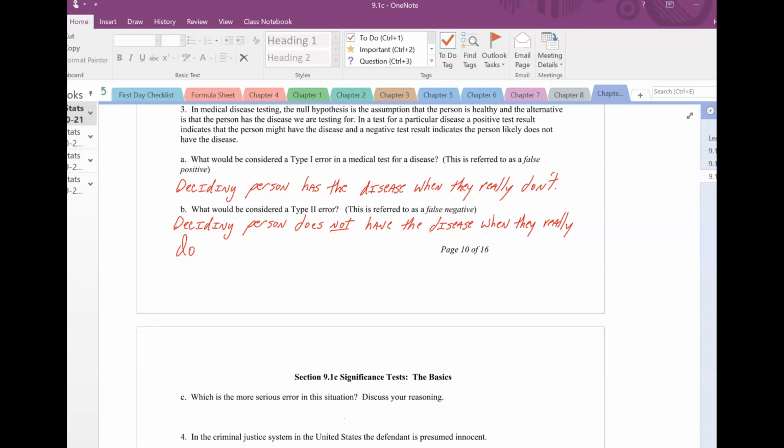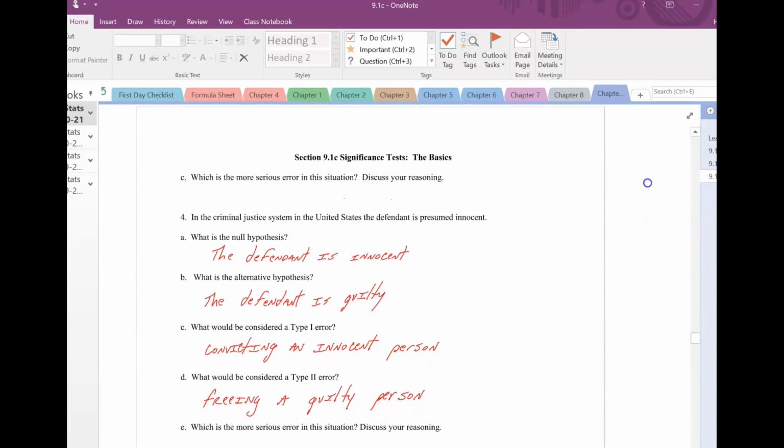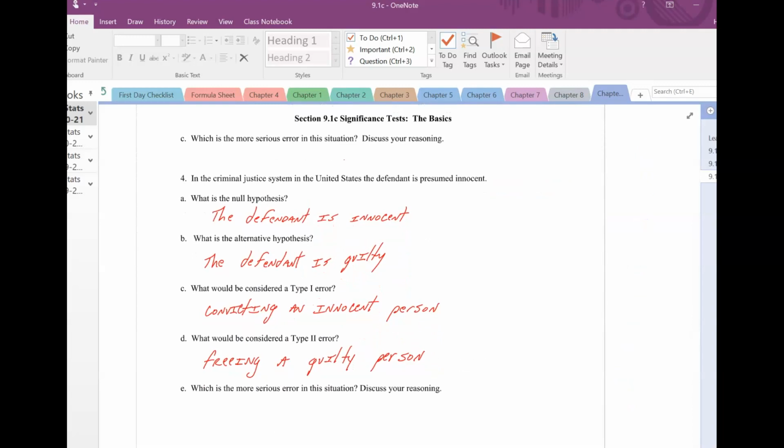A second example that we can talk about, I'll just show all of it to you on the screen here, is in the criminal justice system. The idea is that a person is presumed to be innocent until proven otherwise. So in other words, the null hypothesis is that the defendant is innocent. The alternate hypothesis is that the person is guilty. So what would a type 1 and a type 2 error mean in this case? A type 1 error is rejecting the null hypothesis even though it's true. That would be like convicting an innocent person. We reject their innocence. We decide they're guilty even though they really are innocent.